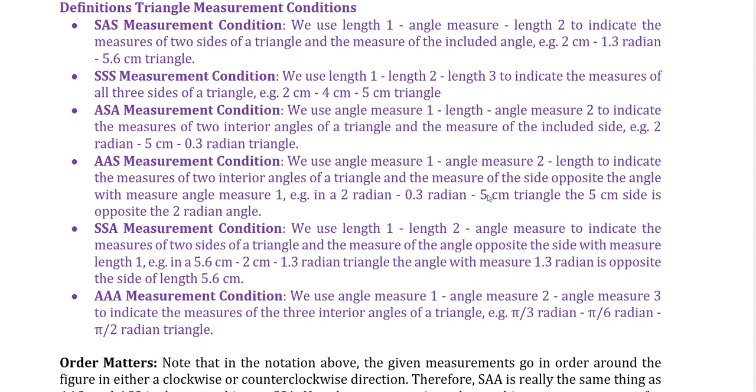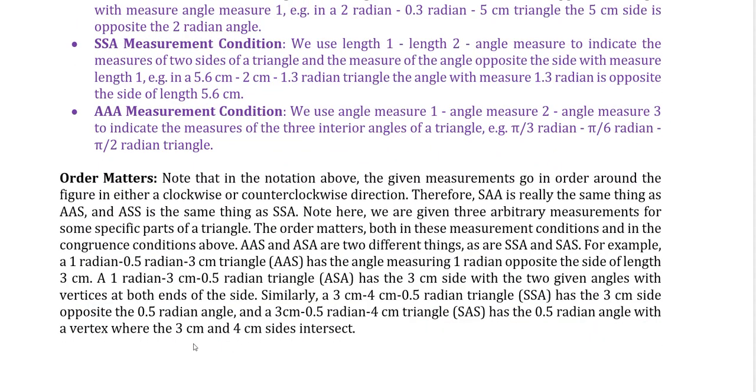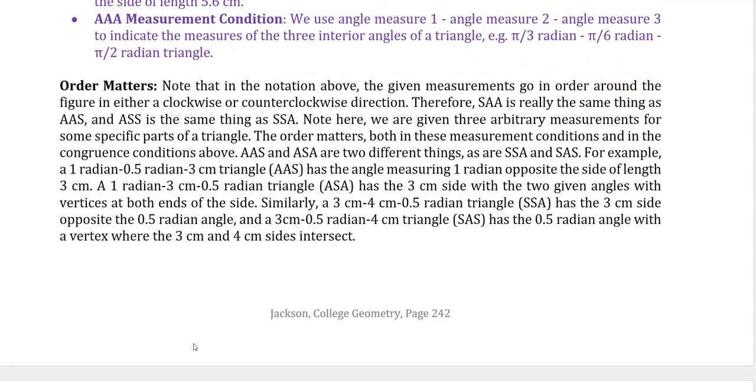For example, even though these are the same three numbers as up here, the order is different. SSA, like SAS, is 2 sides and an angle, but this time the angle ought to be opposite that first side. So 5.6 centimeters, 2 centimeters, 1.3 radians means the angle with size 1.3 radians, or it might be given in degrees, has to be opposite that side of length 5.6 centimeters. And then of course the angle condition is we're given all 3 angles. So it makes a difference what we have in terms of order.